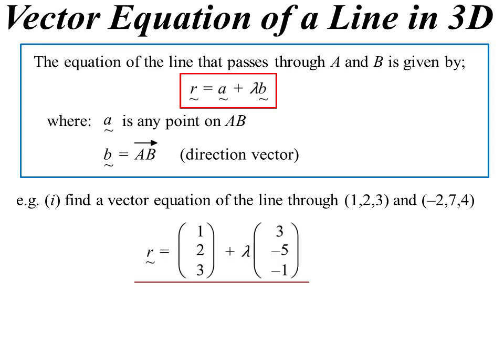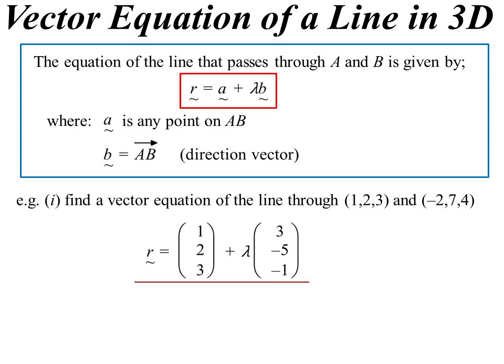Bang! I could pick either point. I chose 1, 2, 3. And then to work out the direction vector, I'm just going head minus tail. So I went 1 minus minus 2 is 3, so there's my x value. 2 minus 7, negative 5. 3 minus 4, negative 1.